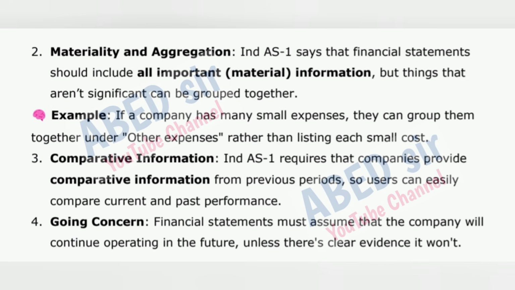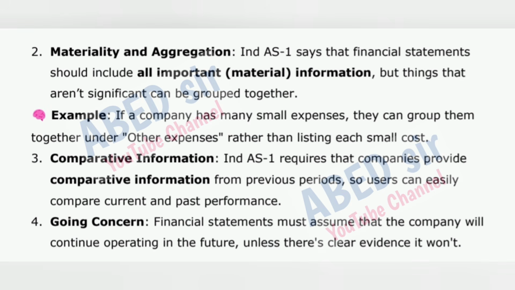2. Materiality and aggregation. IND AS 1 says that financial statements should include all important material information, but things that aren't significant can be grouped together. Example, if a company has many small expenses, they can group them together under other expenses rather than listing each small cost. 3. Comparative information.